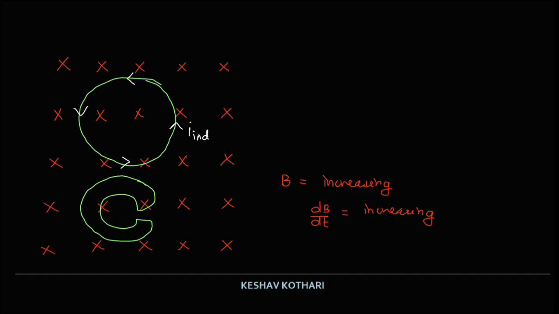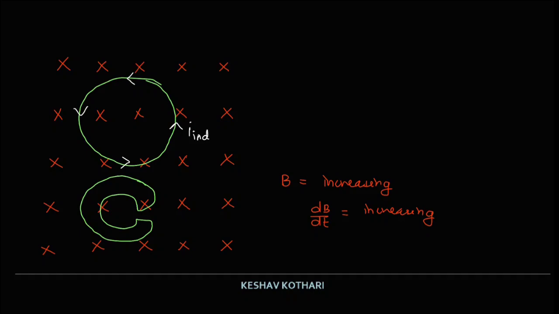So the induced current will be in this direction, that is, it will try to oppose the cause. As the magnetic field is increasing into the plane of paper of the ring, it will try to produce the current in the counterclockwise direction so as to oppose the increasing strength of magnetic field. We can also consider this in this particular fashion.